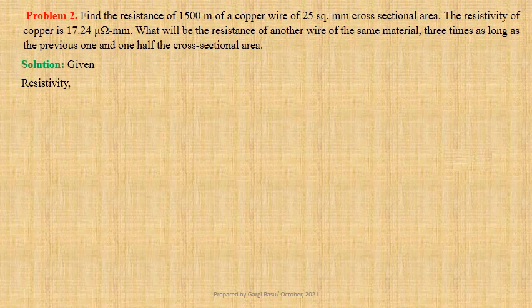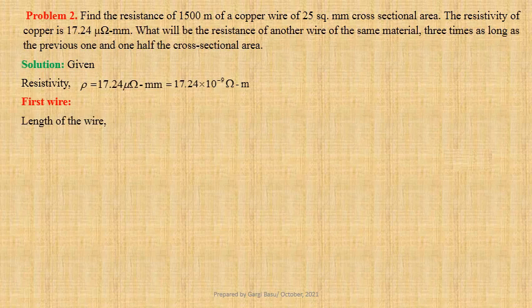Resistivity of copper rho equals 17.24 microohm millimeter, that is equal to 17.24 into 10 to the power minus 9 ohm meter. For first wire, given length of the wire L1 equals 1500 meters. Cross-sectional area A1 equals 25 square millimeters, that is equal to 25 into 10 to the power minus 6 square meter.